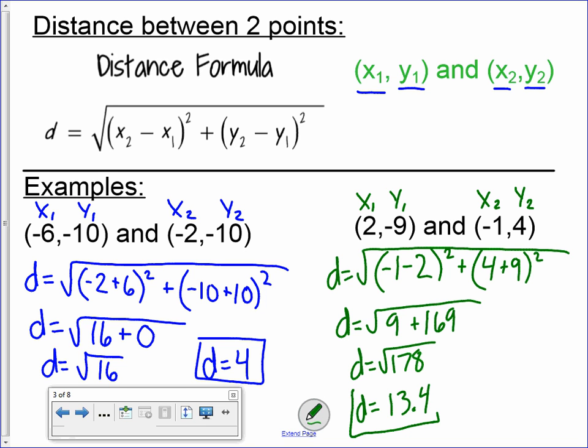When you're answering questions like this, you might get a whole number as your answer, or you could get a decimal as your answer. If you get a decimal as your answer, make sure you pay attention to the rounding directions.